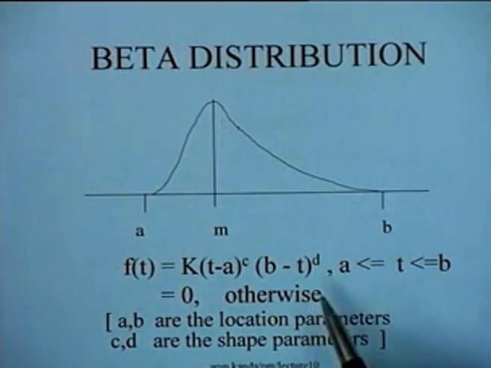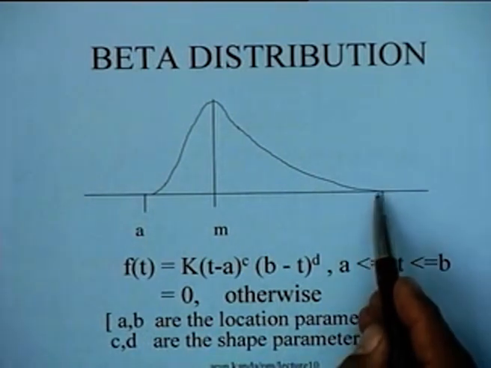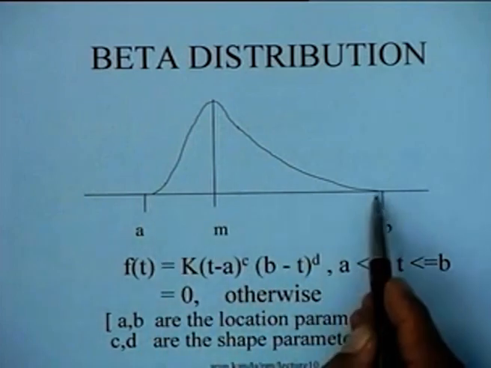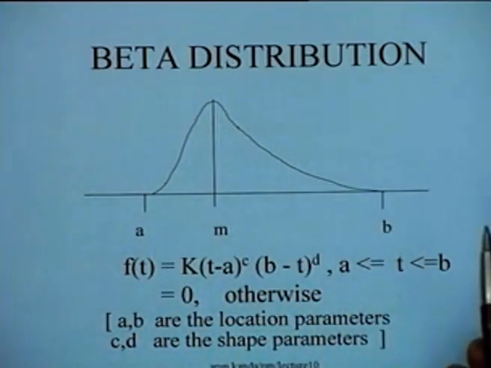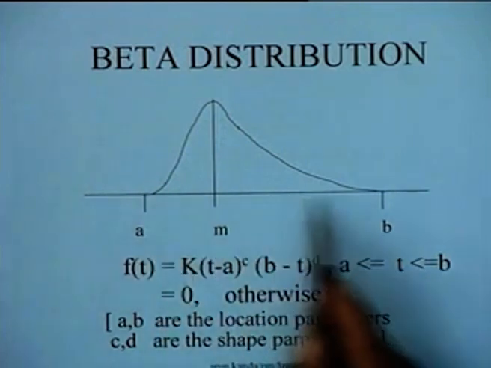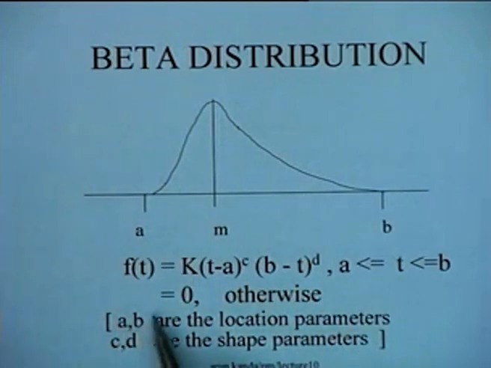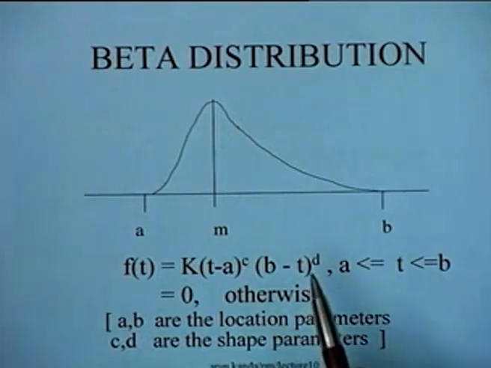Notice that in the beta distribution that we have here, a and b are referred to as the location parameters. The reason for doing this is that these two parameters determine where the distribution is located on the time axis. So it's between a and b. That's why these are very legitimately known as the location parameters. And c and d are the shape parameters.